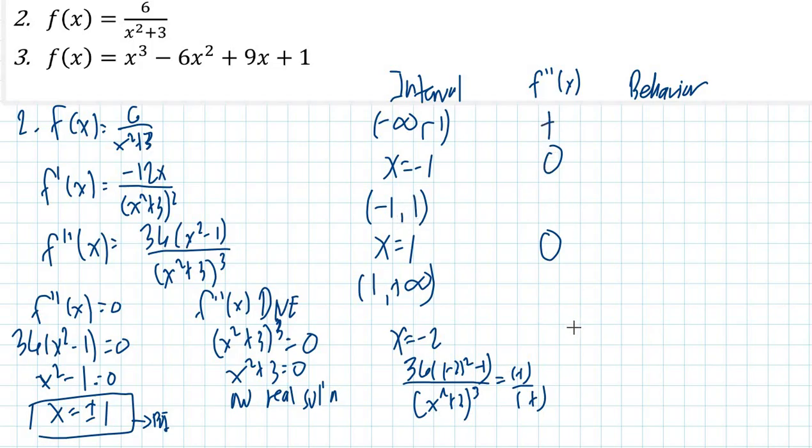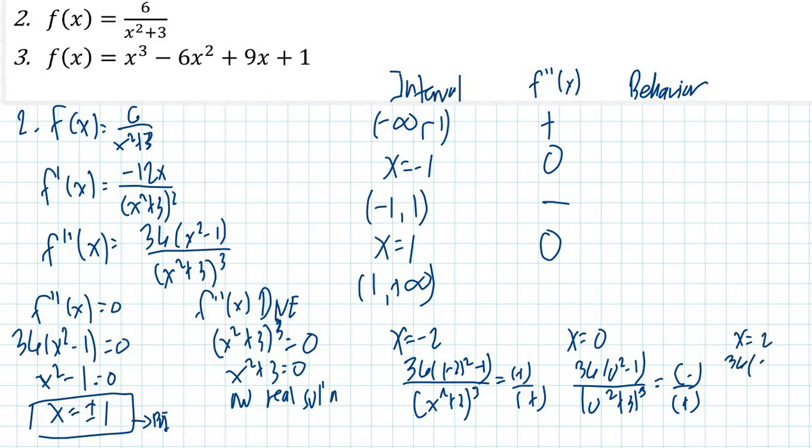If we make it 0, then 0 squared minus 1 is negative, times 36 is negative. And in the denominator, 0 squared plus 3, cubed, is positive, so negative divided by positive is negative. And the other one at x equals 2, the numerator is positive and the denominator is positive as well, so positive divided by positive is also positive.